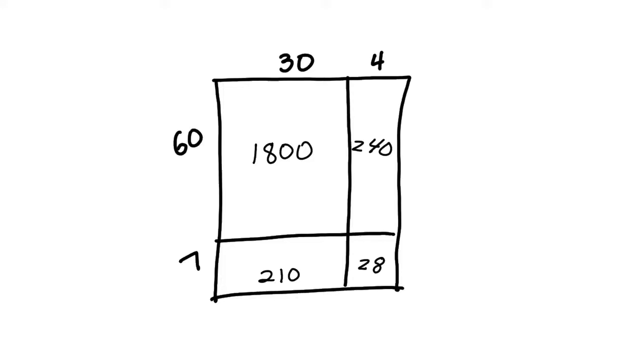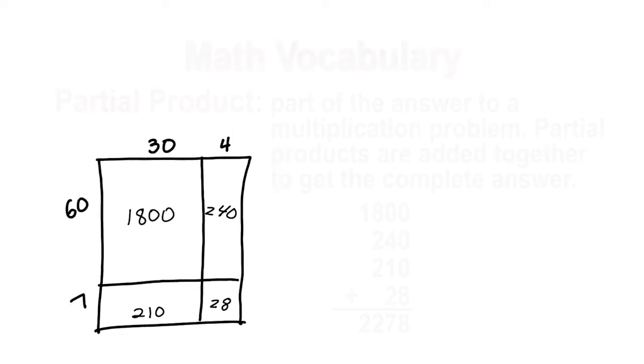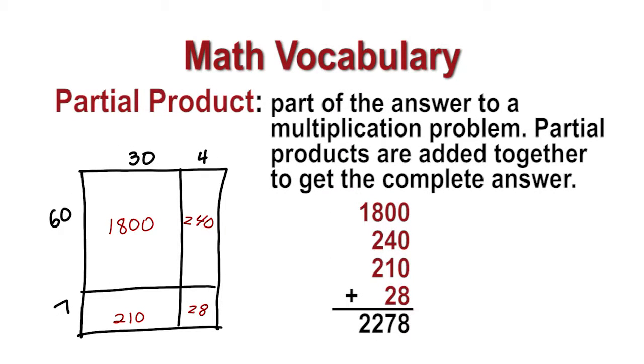This lesson will help students move from the concrete model, visualizing how a multiplication problem is decomposed into its separate parts. The term partial product means part of the answer to a multiplication problem. Partial products are added together to get the complete answer.